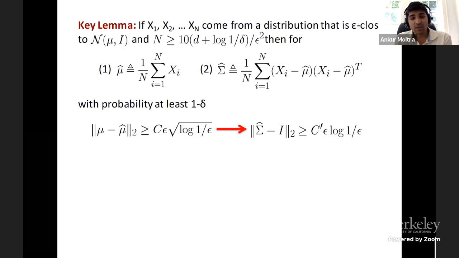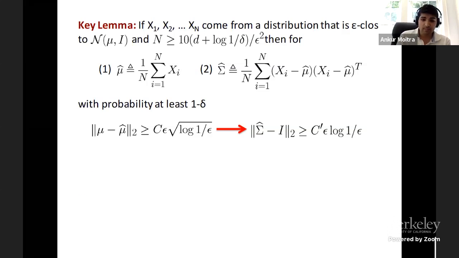If you take samples from a distribution that's epsilon close to a Gaussian N of mu, I, and you take enough samples, then you compute the empirical mean mu hat of your samples, which come along with corruptions, and you compute the empirical covariance sigma hat. What I claim is that if your estimator mu hat is not good, if it's too far away from the true mean, if the Euclidean distance between mu and mu hat is at least 100 times epsilon root log 1 over epsilon, then there has to be a direction of large variance: the spectral norm of the difference between sigma hat and I is at least epsilon times log 1 over epsilon.